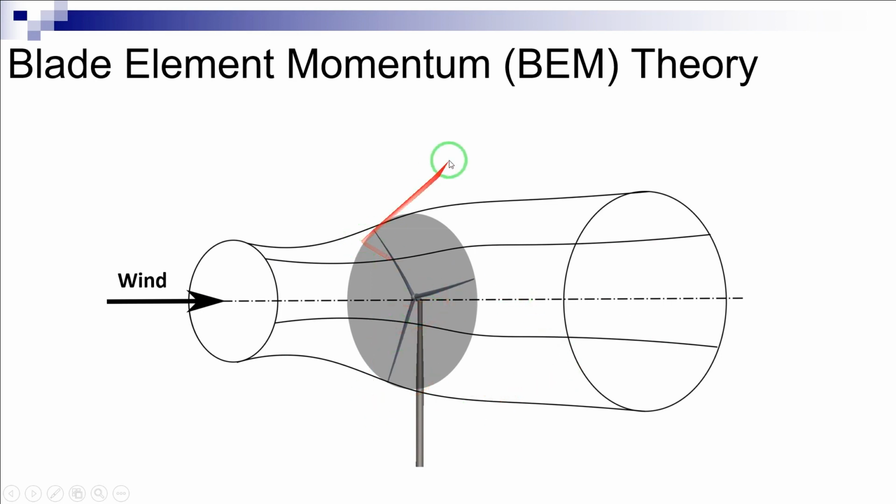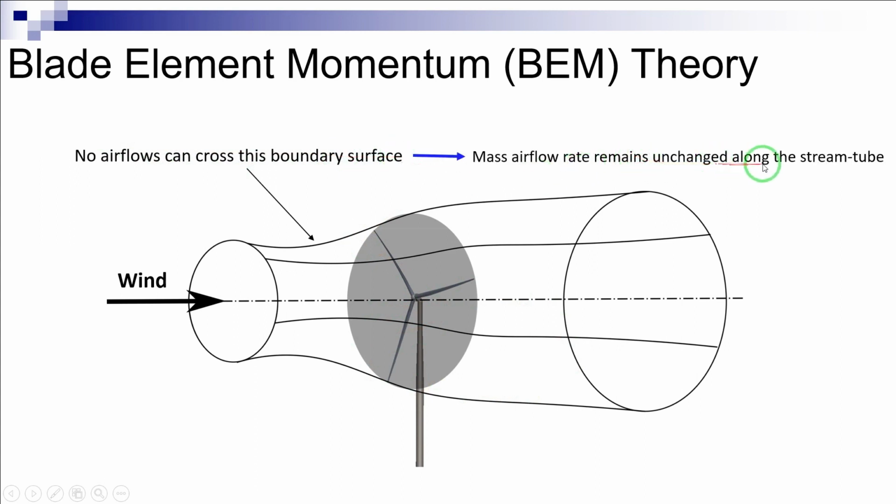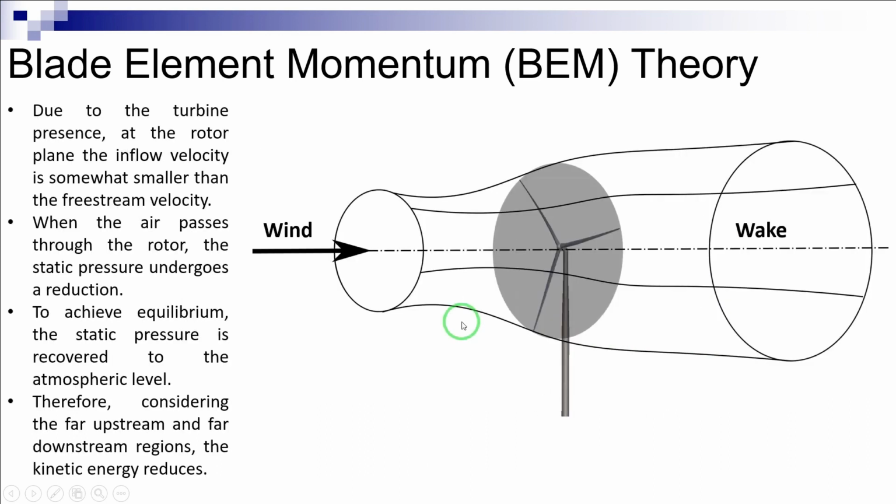The fact that no airflow can cross this boundary surface results in a mass airflow rate which remains unchanged along the stream tube at all streamwise positions. Considering that the air remains uncompressed, the cross-sectional area of the stream tube increases as the air flows downstream to accommodate the slower moving air. Due to the turbine presence, the approaching inflow air gradually slows down, and when it arrives at the rotor plane, the inflow velocity is somewhat smaller than the free stream velocity.